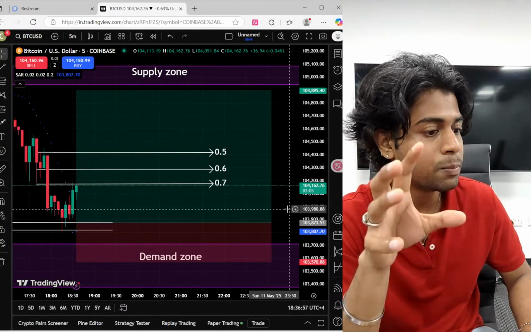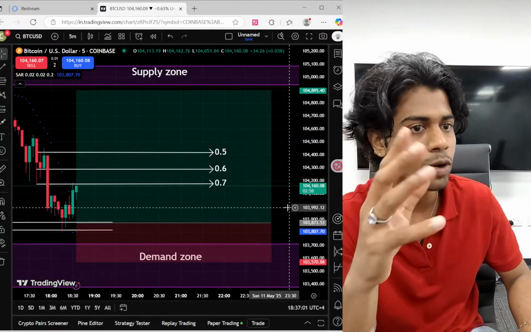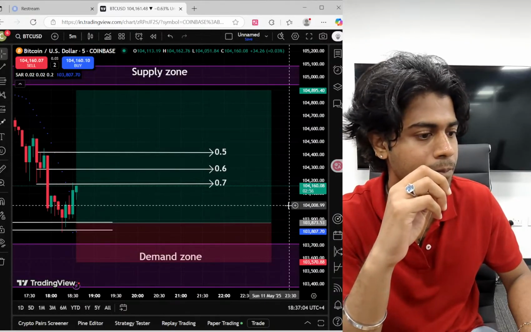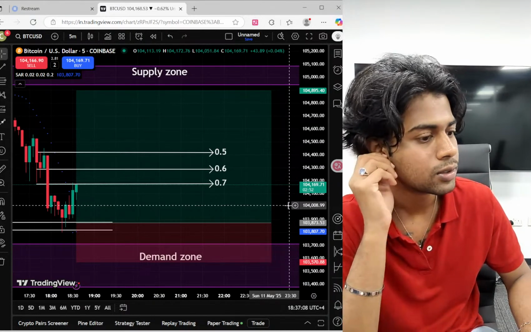But at a time when big players enter the market, there are very few chances of retracement because they don't follow the rules, as you know. But still, it just opens a window of opportunity.